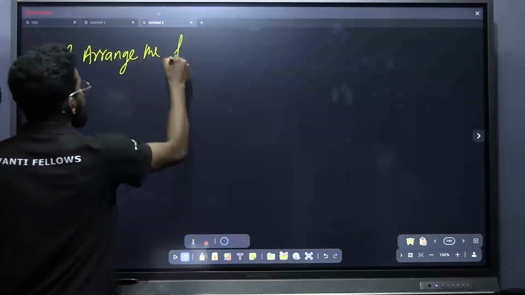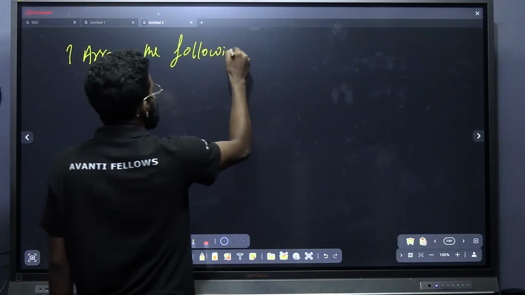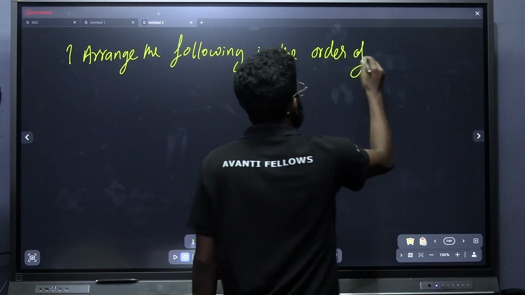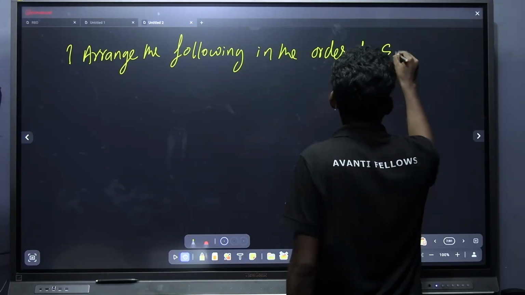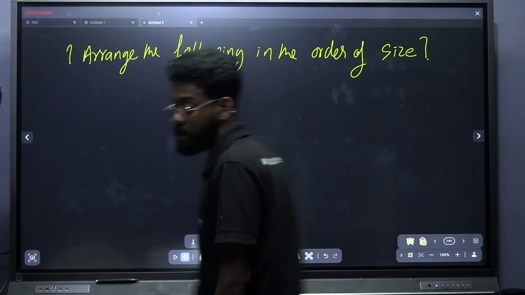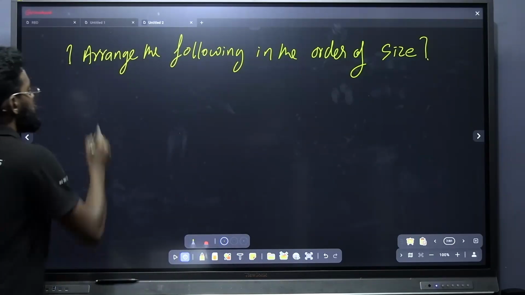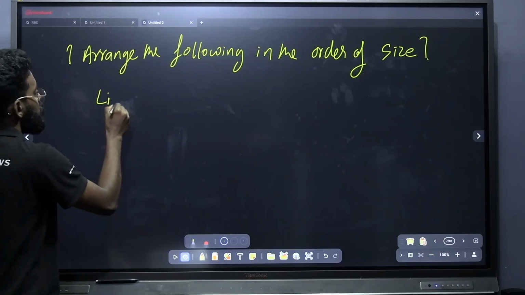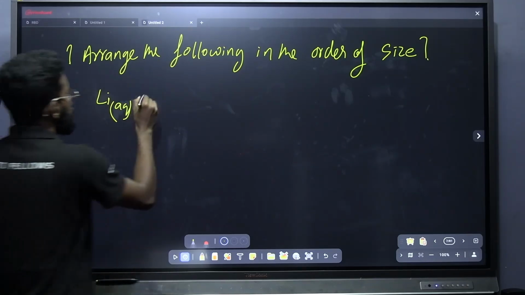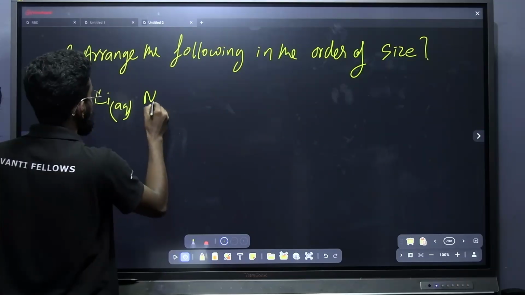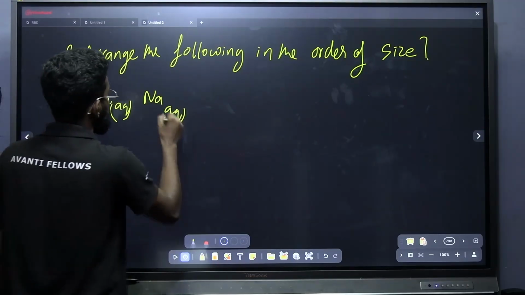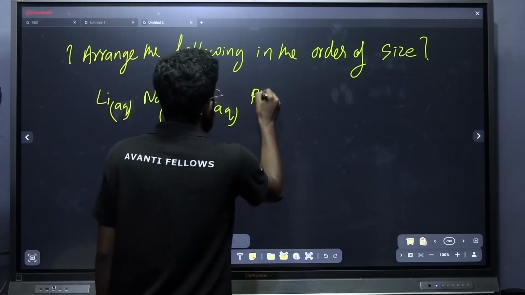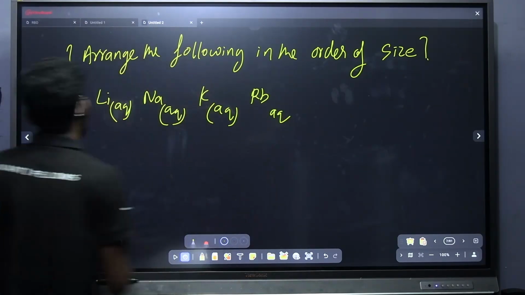Arrange the following in the order of size. That is, lithium aqueous, sodium aqueous, potassium aqueous, rubidium aqueous. What is the order of size?